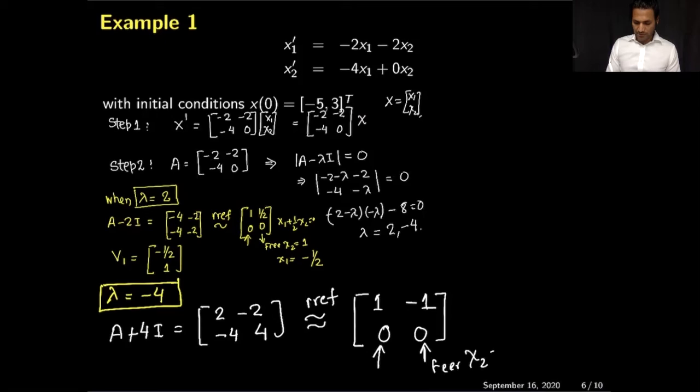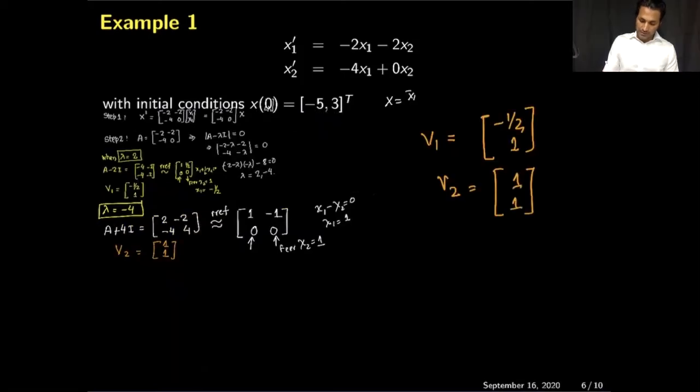So x2 can be chosen freely. I choose x2 equal to 1. I can see that x1 minus x2 is equal to 0 from the first row. Therefore, x1 is also 1. So this implies my second eigenvector, v2, is (1, 1).